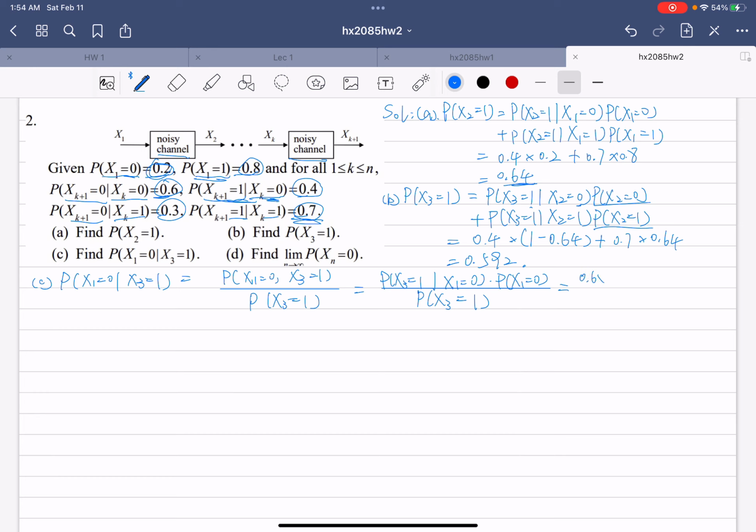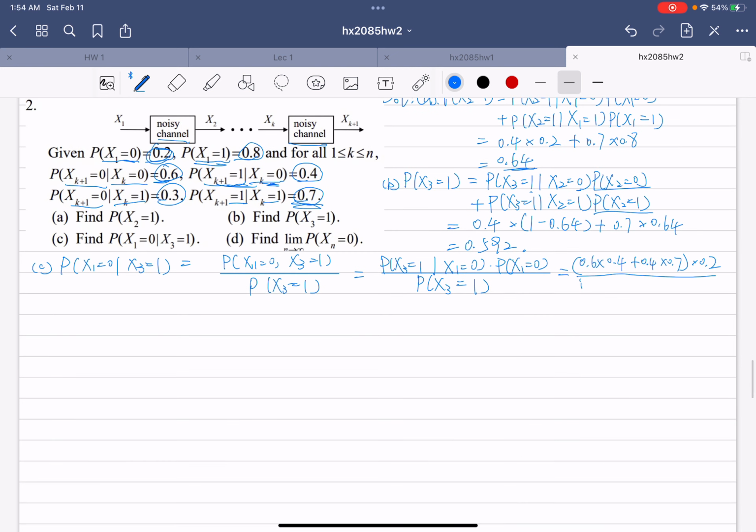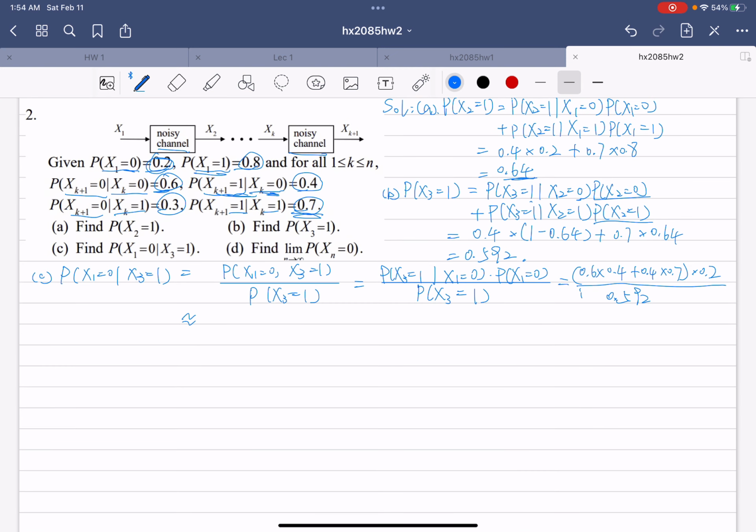Which is 0.6 times 0.4 plus 0.4 times 0.7, then times the probability of x1 equals 0, which is 0.2, divided by 0.592. We get, in part 3, the result is around 0.176.